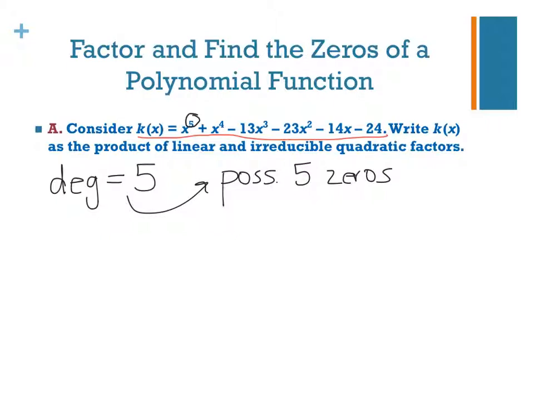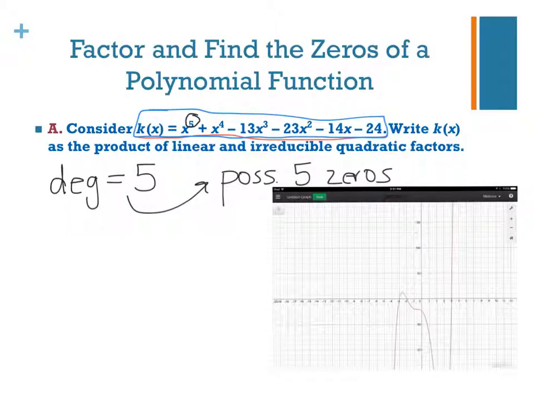And what I can do is I can use the rational zero theorem, or I could graph this polynomial to see what its zeros are. So I'm going to go ahead and graph k of x on Desmos and see what the zeros of this function are.